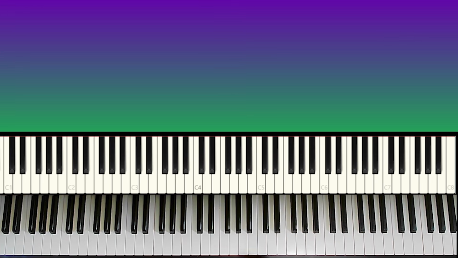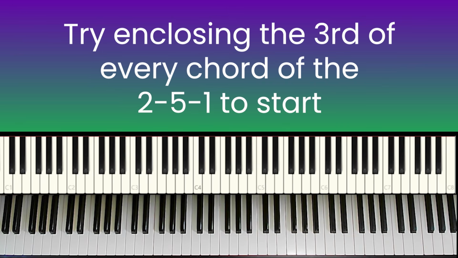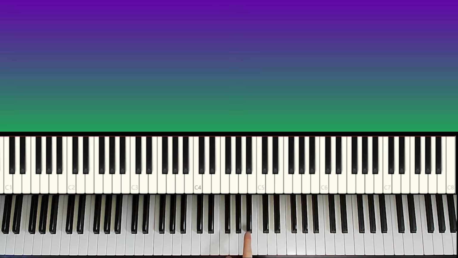Okay, so from here, if we're doing a 2-5-1, let's say I enclose every third of every chord. That will sound pretty good. So for G minor 7, that's going to be the B flat. For the C7, that's going to be E natural. And then for the F major 7, the A natural.